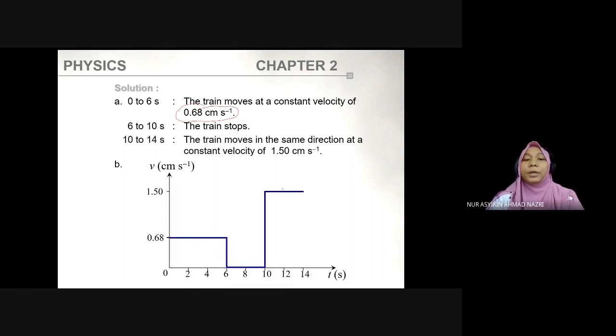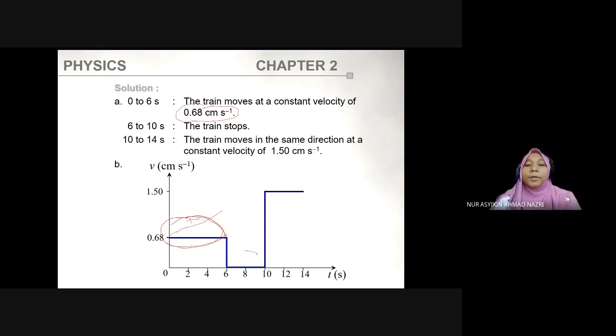Draw the velocity against time graph. So here is our first motion from just now, from time 0 to 6 seconds, where it increased. For X, it increased until a certain point. So when we plot this, it actually gives a constant value. Why? Because we get only one gradient.